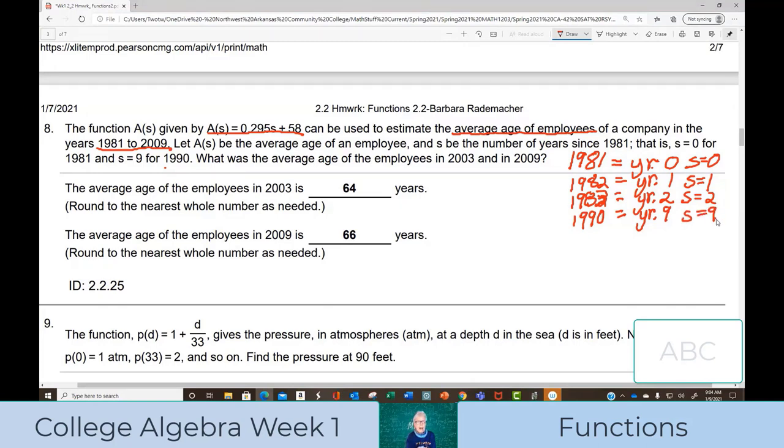Cool. Now, the average age of employees in 2003 is, and we're not supposed to know these. So here's how you figure it out. 2003 is going to equal, well, 2003, let me change the equals to a minus.